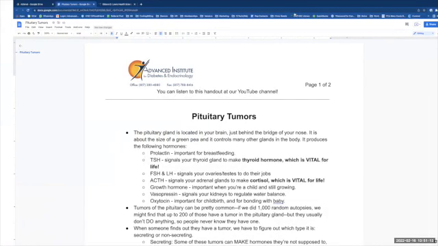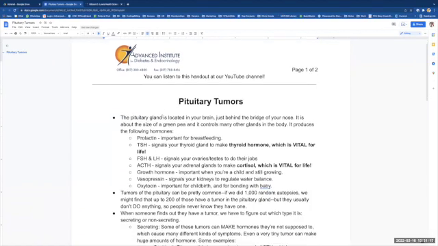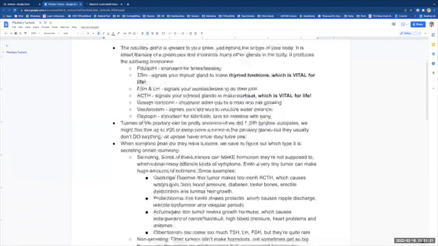The pituitary gland is located in your brain, just behind the bridge of your nose. It is about the size of a green pea, and it controls many other glands in the body. That's why we call it the master gland. It produces the following hormones.